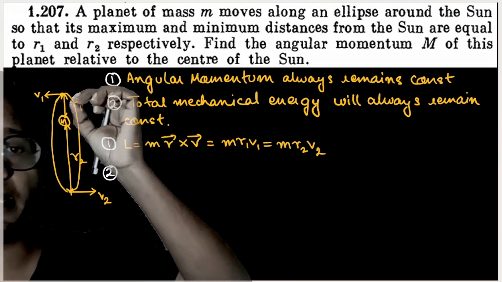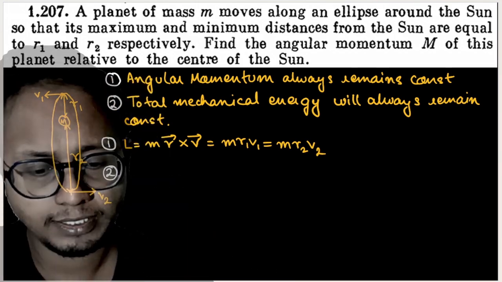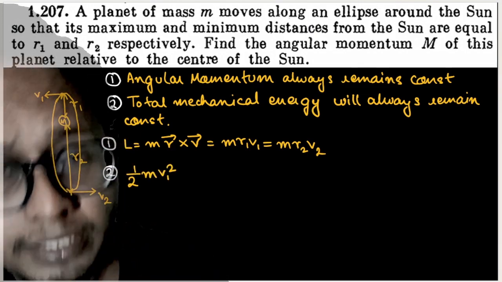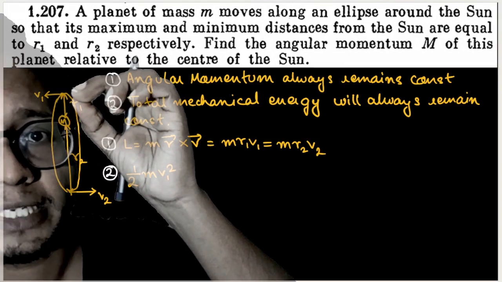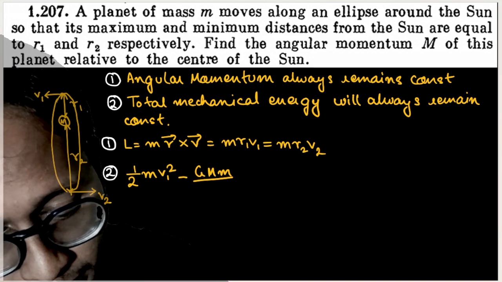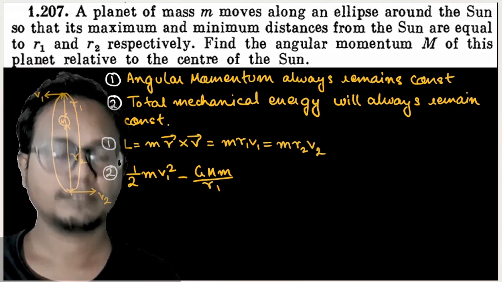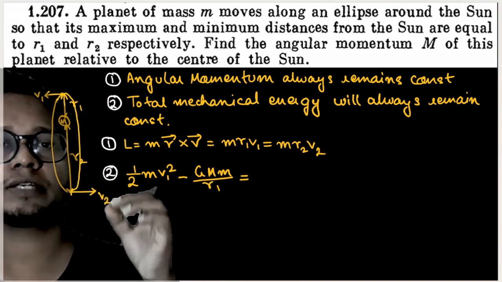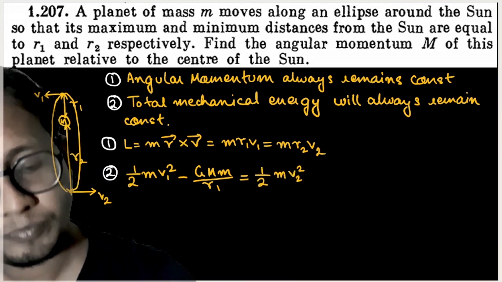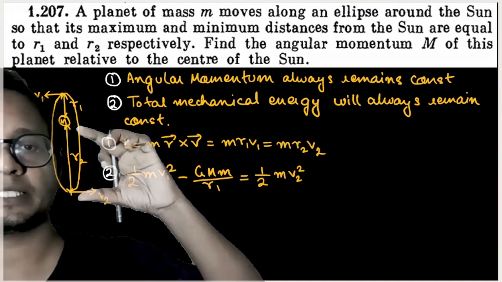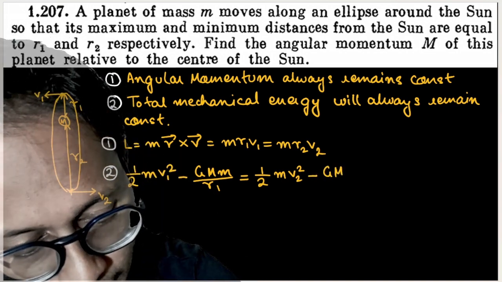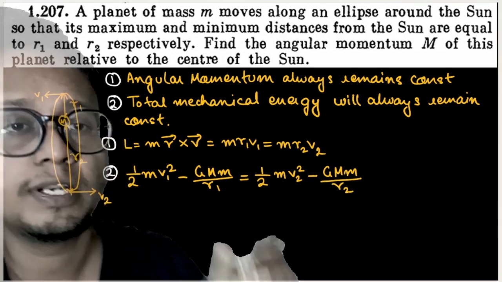Fair and fine. Now point number 2. What is the total mechanical energy out here? The total mechanical energy is nothing but kinetic energy plus potential energy. So kinetic energy is half m v1 square, plus what is the potential energy out here? Minus G capital M into small m divided by r1, isn't it? Which should be equal to the total energy out here: half m v2 square, and the potential energy minus G capital M into small m divided by r2.